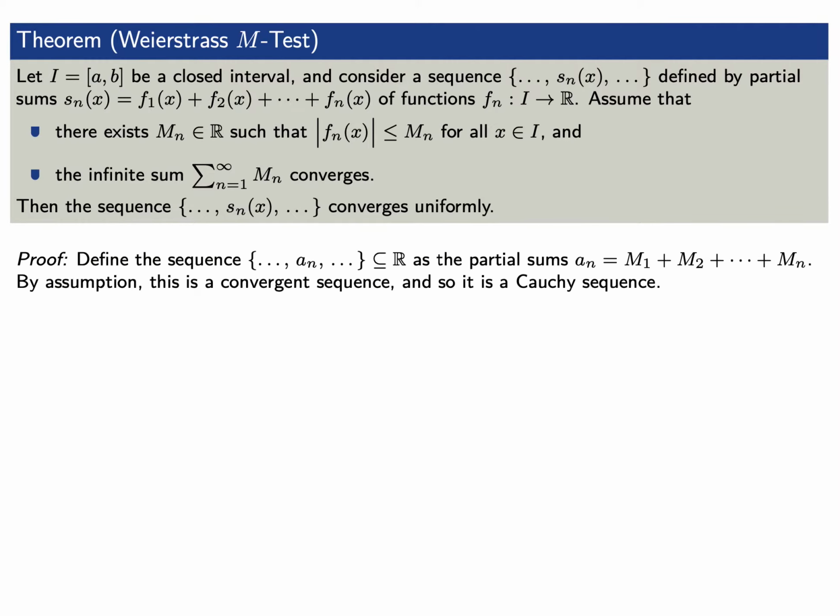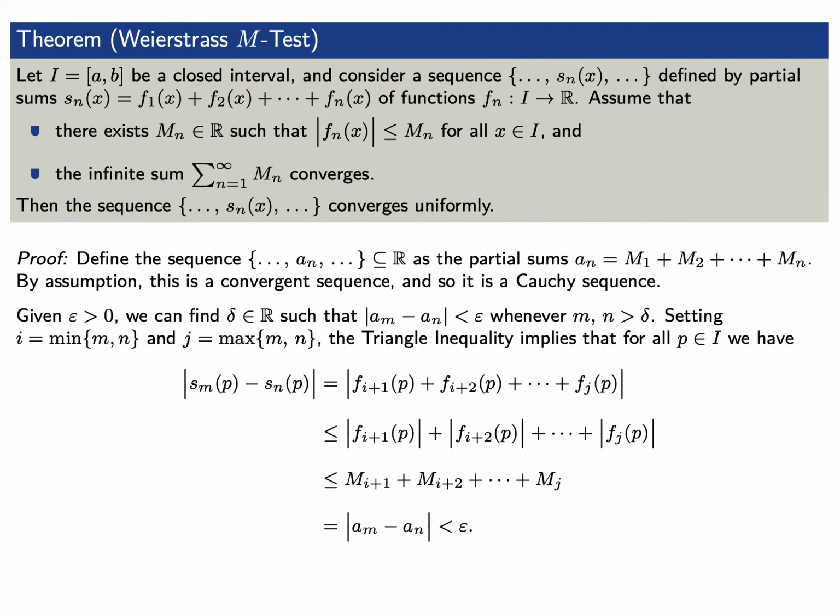Let's explain why. First, let's define a sequence of real numbers a_n, where the a_n's are the partial sums M_1 + M_2 + ... + M_n. By assumption, this is a convergent sequence, therefore it is a Cauchy sequence. This means, given a positive epsilon, we can find a delta such that in absolute value a_m minus a_n is less than epsilon whenever m and n are greater than delta.